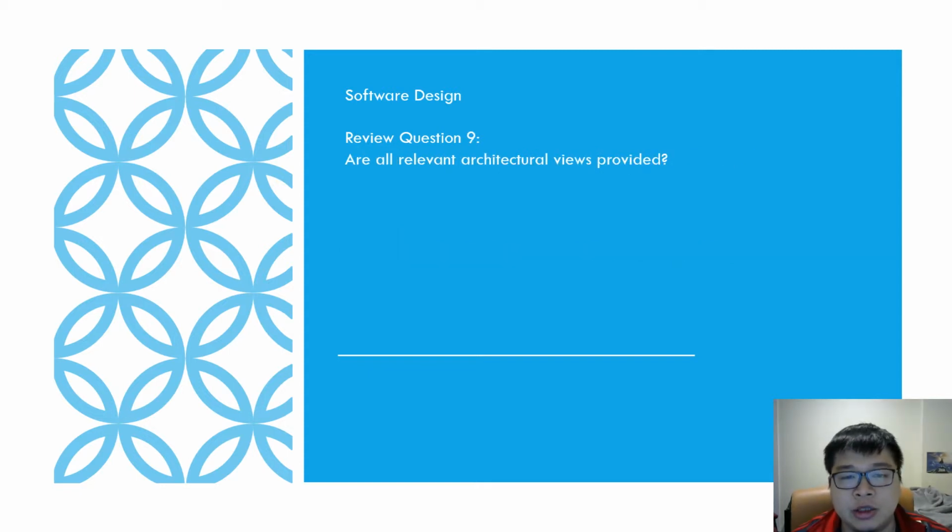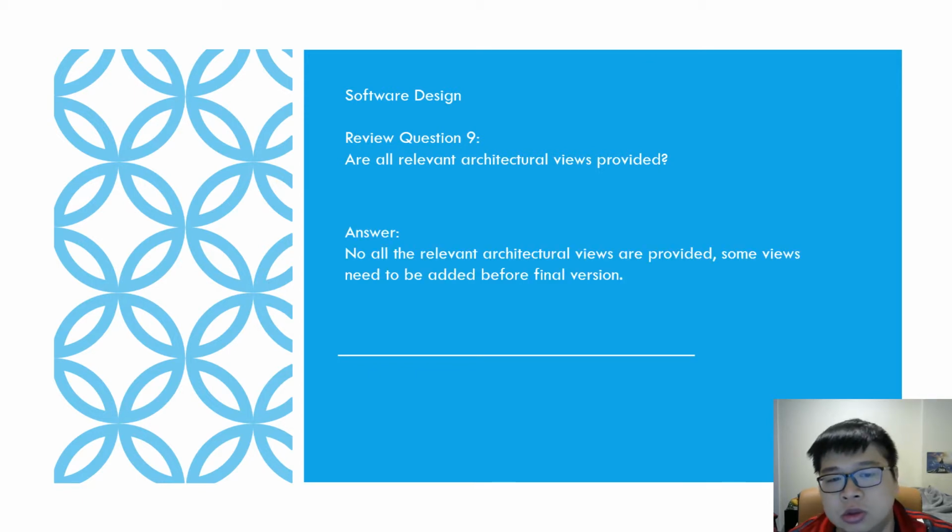Question 9: are all relevant architecture views provided? I think it may be one of the disadvantages of our document, because we haven't provided all the views for each component of each model. So the answer is no, not all the relevant architectural views are provided. Some views need to be added before the final version. It means they need to be added in the future.